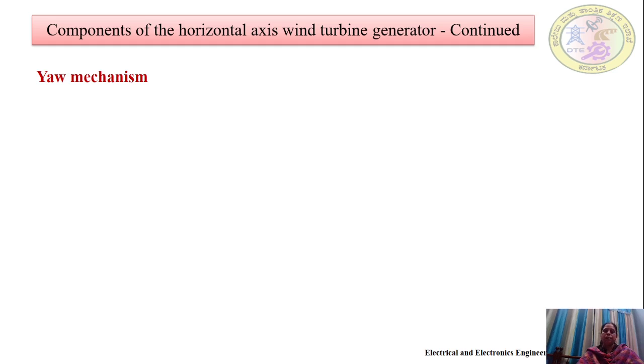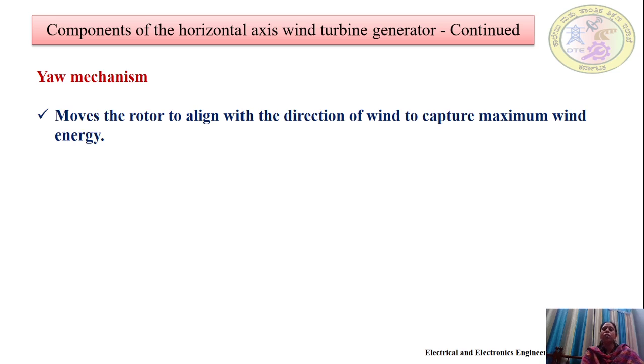Yaw mechanism. So why is the yaw mechanism needed? It moves the rotor to align with the direction of the wind to capture maximum wind energy. It moves the rotor to align with the direction of the wind.